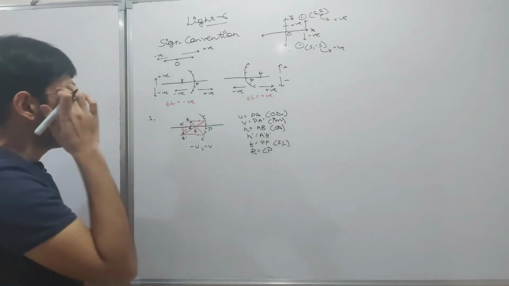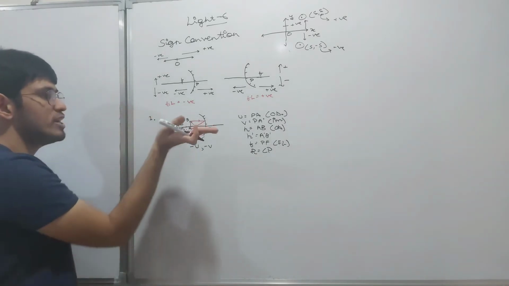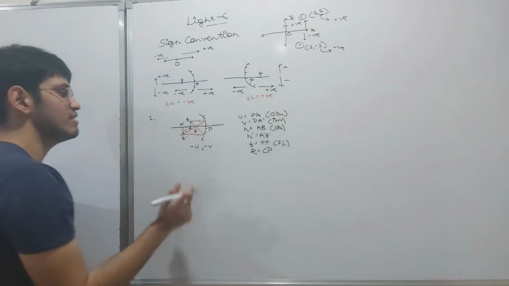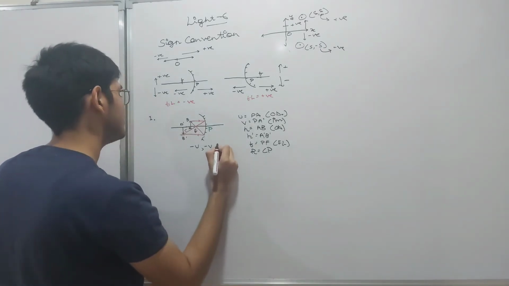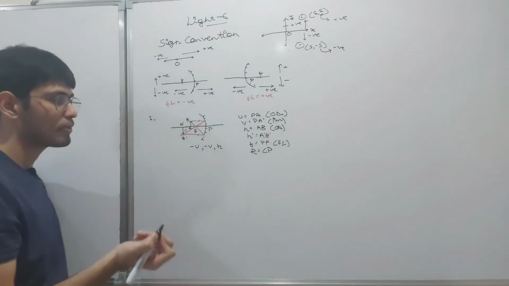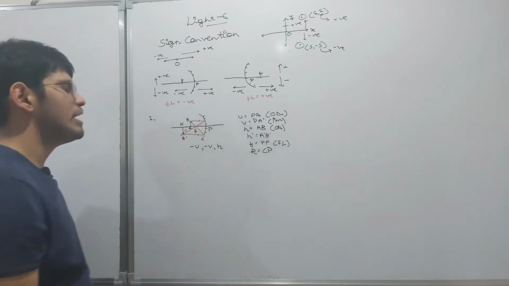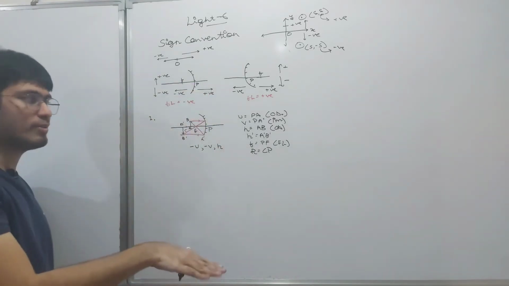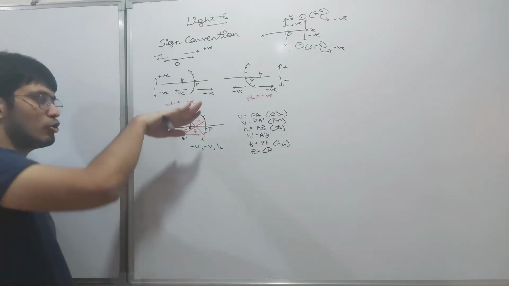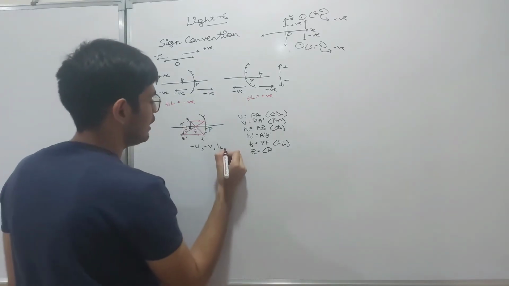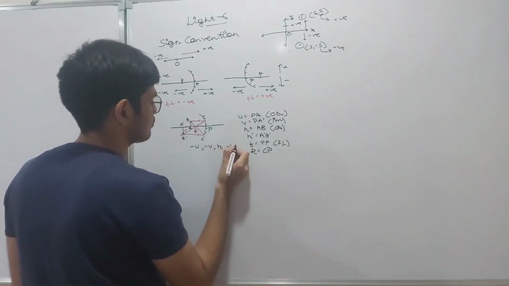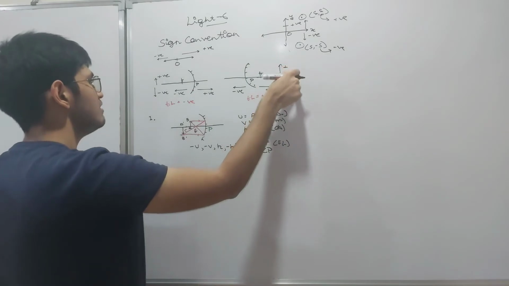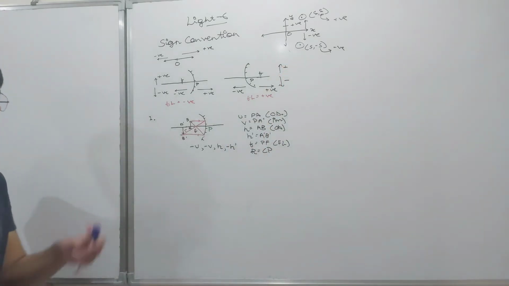Clear? Now h, the height of the object, is above the principal axis, so it will be written as h. Similarly, the height of the image: the image is below the principal axis, so it will be written as minus h dash. Below the principal axis, it will be written as minus of h dash.